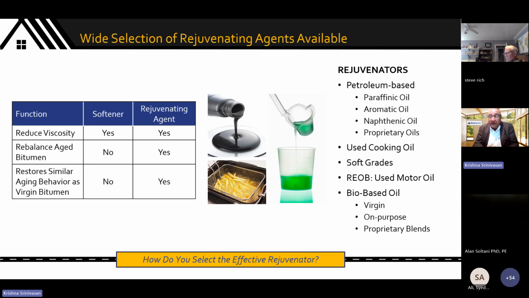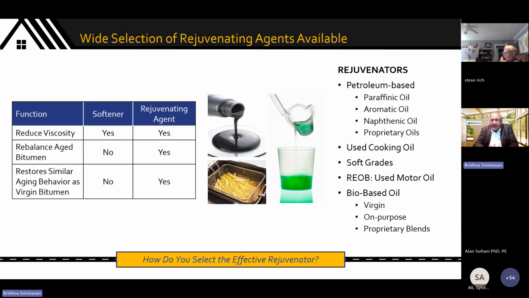Soft grades. Softer bitumen grades is something that has been tried and was in vogue for very many years. REOB, re-refined engine oil bottoms. This is what comes out when you go in for your engine oil change at one of your local automotive places. That used oil is collected, it's turned back into motor oil, and what's left at the bottom is that sludge. Looks like asphalt, is black, is sticky, quite easily flowable, is called REOB, re-refined engine oil bottoms. That has also been considered in the past for rejuvenating agent.